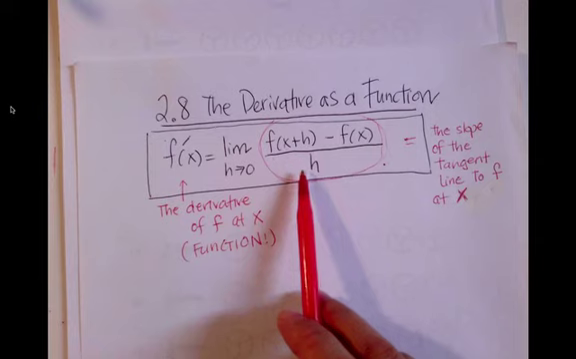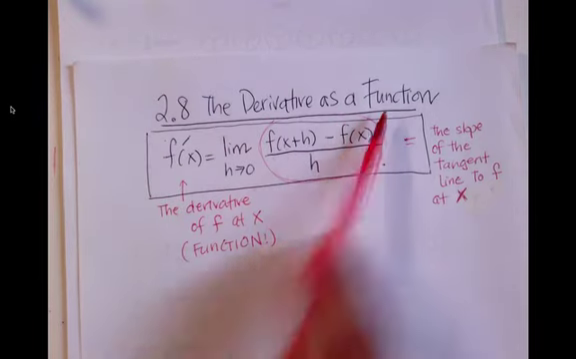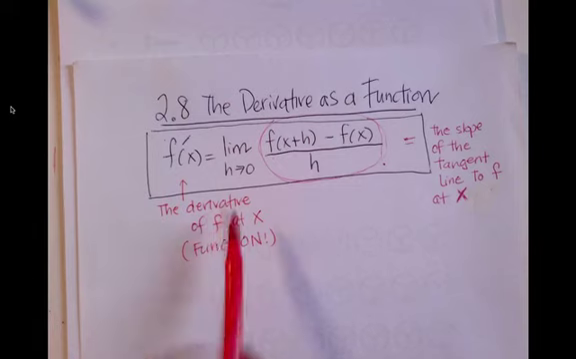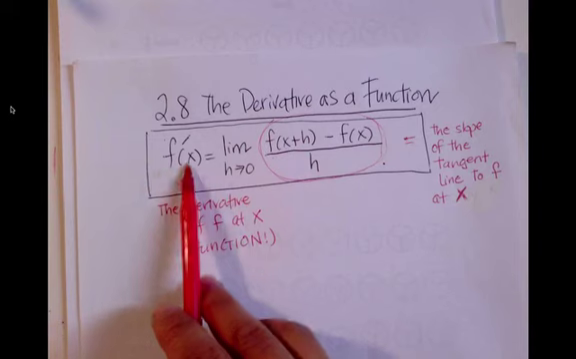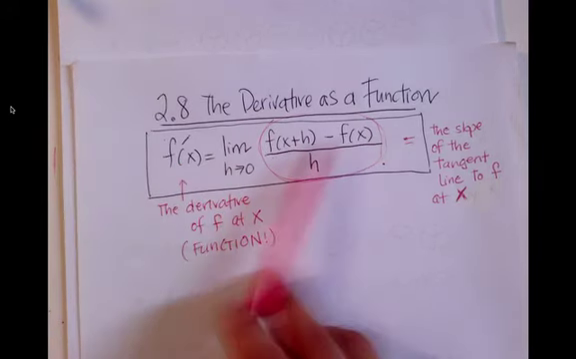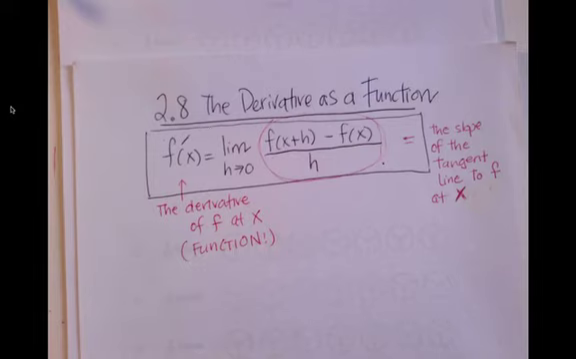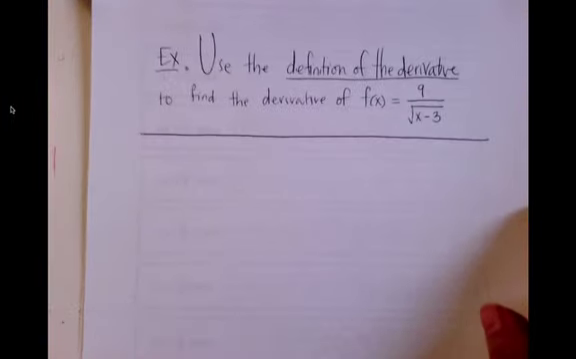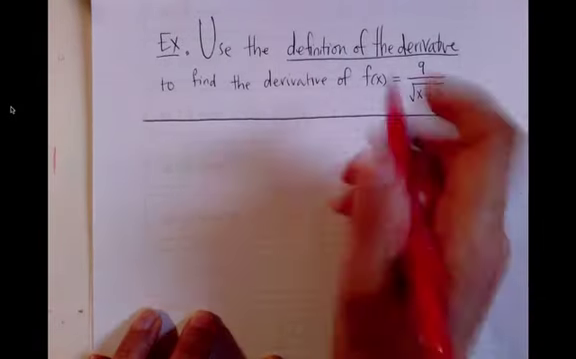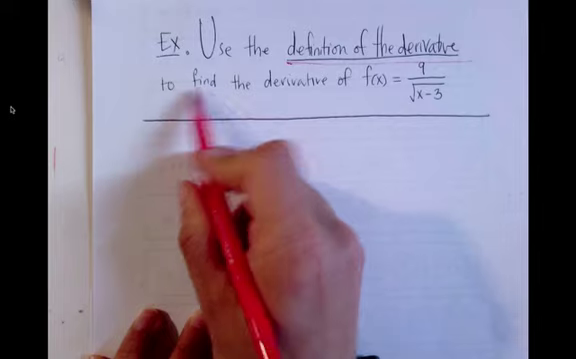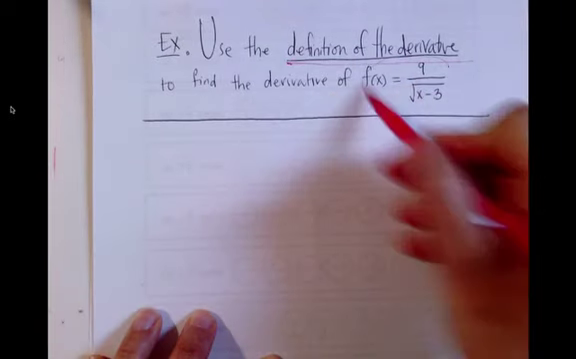The next thing I want to do is use that original definition of the derivative to actually compute the derivative function. It's really not that different from what we did in section 2.7, except for now I have the variable x instead of having a number like 5. So here is my first example. We're going to use the definition of the derivative to compute the derivative function of f of x.